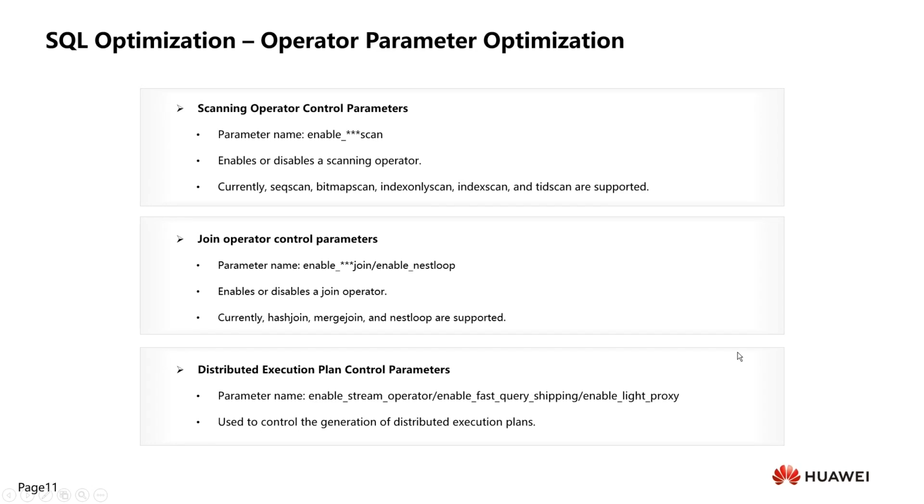Apart from the memory parameters, here are also some GUC parameters we can use to control the operators. For instance, we could enable and disable a scan operator by setting enable_whatever_scan to on or off. We can do the same thing with the join operators and the distributed execution plan parameters. We'll take a closer look at the distributed plan in a later part of this course.